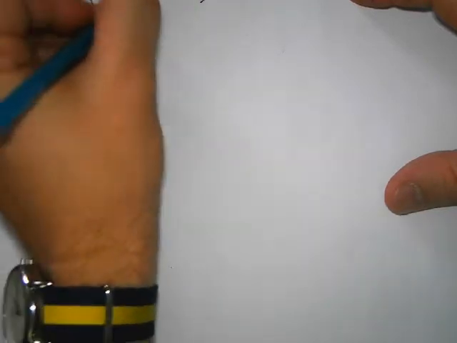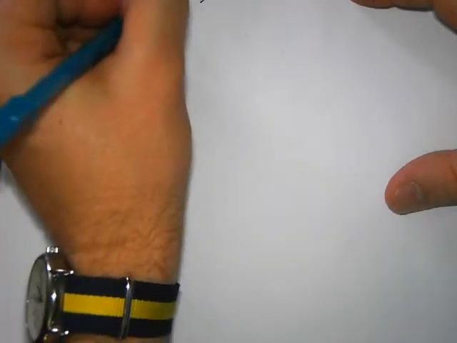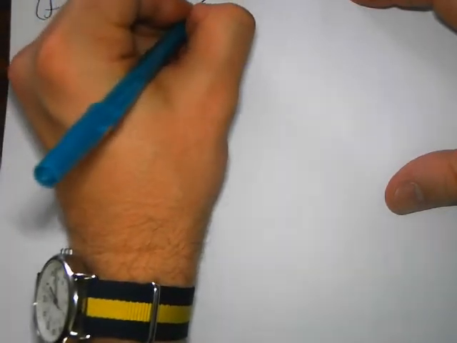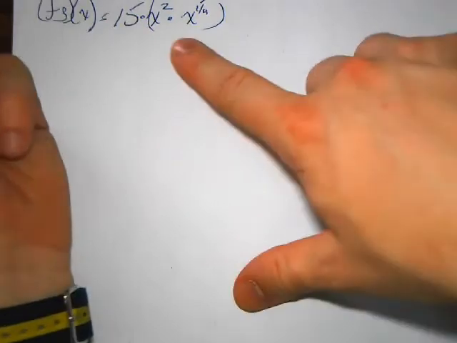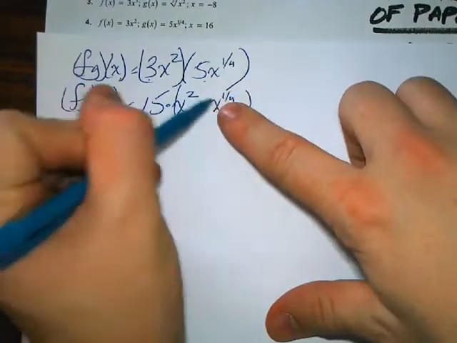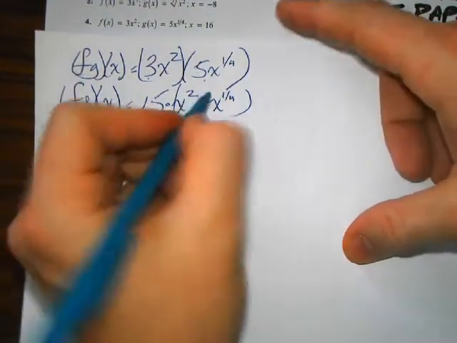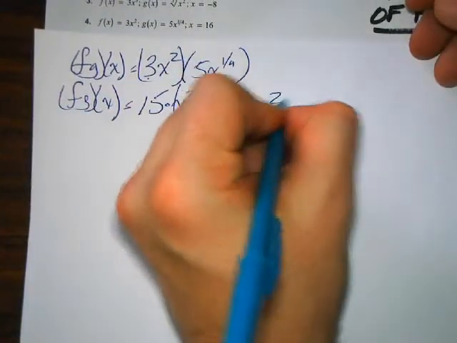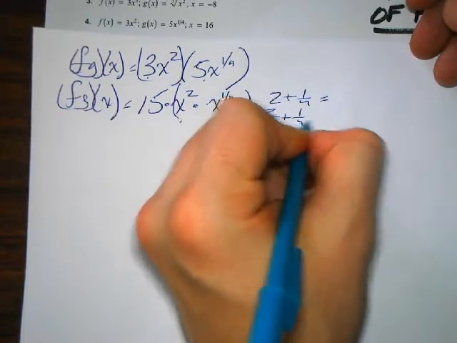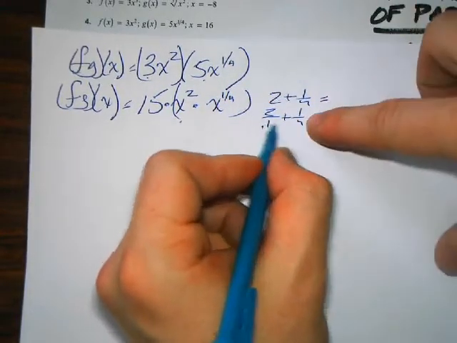So 3 times 5 is 15. And then we're going to have x squared times x to the 1/4. This rule right here, this is the one rule that we can actually use to add up our exponents. So we're going to have 2 plus 1/4. And in other words, 2 over 1 plus 1 over 4. The problem here is I don't have the common denominator.